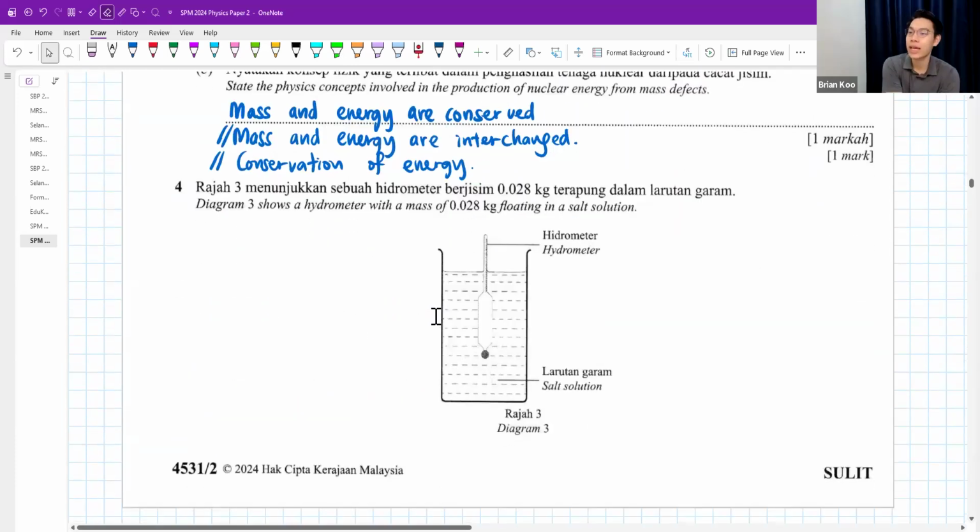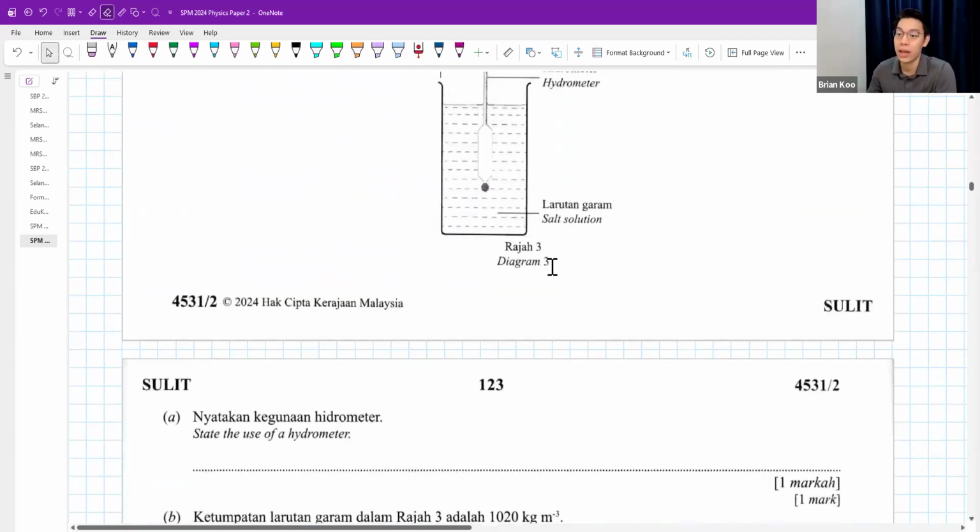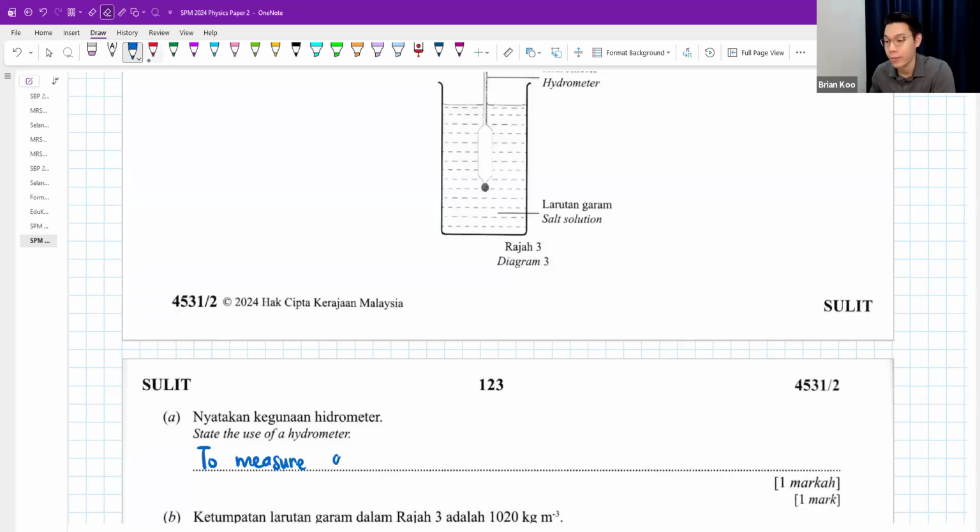Okay, diagram 3 shows a hydrometer with a mass of 0.028 floating in a salt solution. Okay, that's the mass. What is the use of a hydrometer? To measure density, I hope you know this. You can stop here. You can also say density of liquid. But this part is optional.